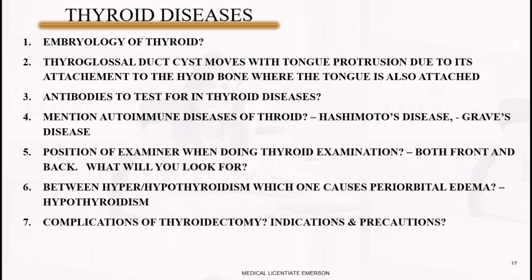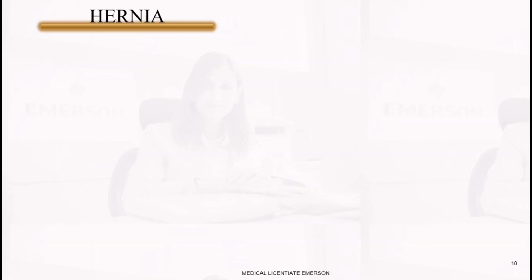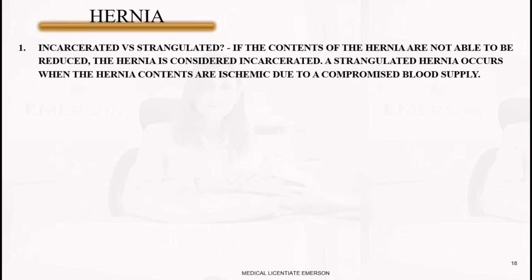Then complications of thyroidectomy, indications and precautions. Bearing in mind that for you to do thyroidectomy, the patient needs to be euthyroid, which means they shouldn't be uncontrolled hyper or hypo; they should be controlled and euthyroid. So what are the indications and complications you need to know? And the other last part is what is shock, then what is permissive hypotension, and what is damage control in shock. We go to hernias now.